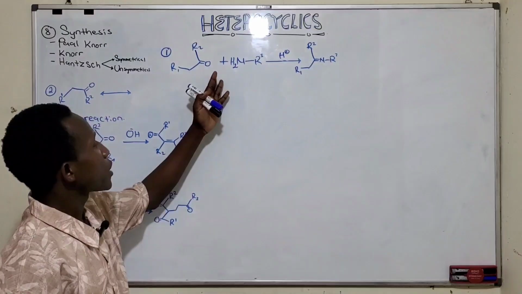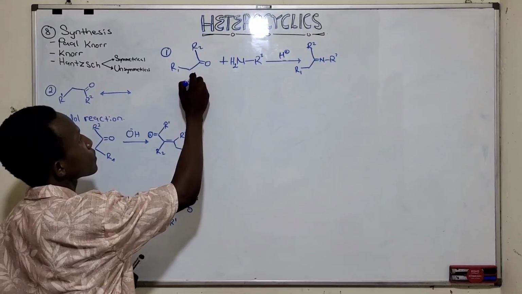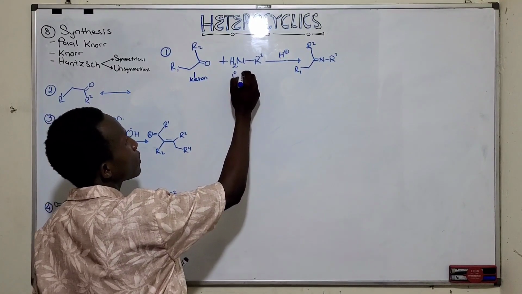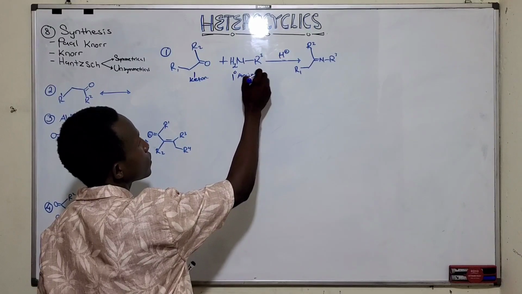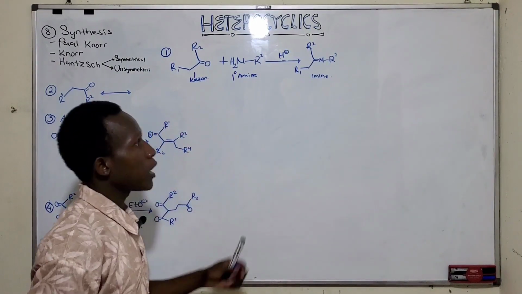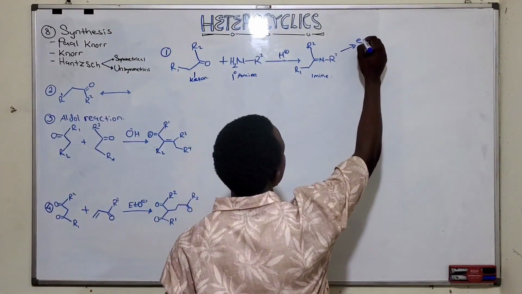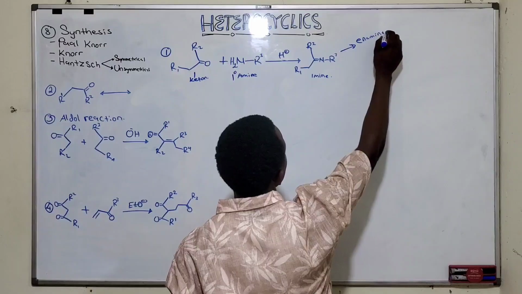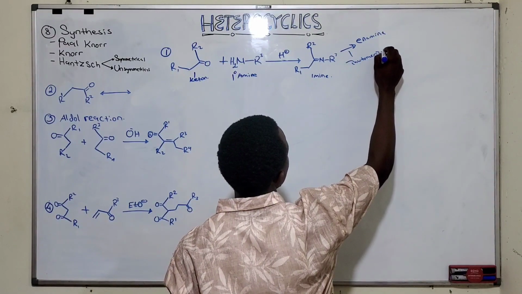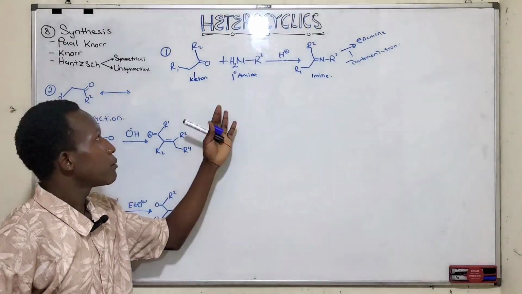Let's go. We have this reaction of a ketone with a primary amine. We shall form an imine, and this imine can tautomerize, form an enamine, by tautomerization. How can we write the mechanism?